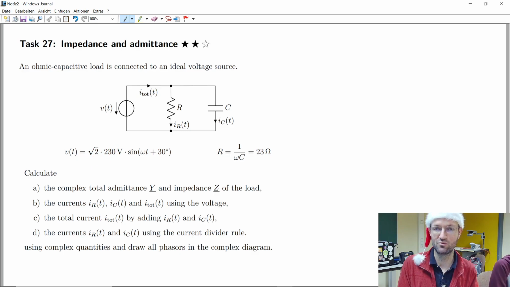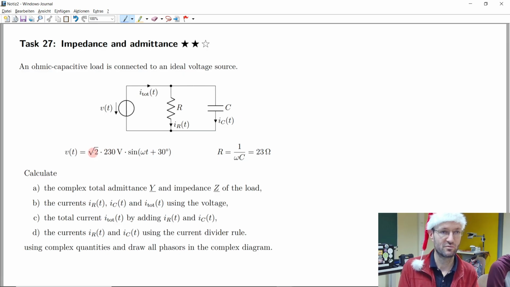So where do we usually have this RMS value? It's our mains power outlet. And so this would be the RMS value. The RMS value multiplied with square root of 2 would be the peak value, would be the amplitude. Okay, and so connected to our power outlet, we have an ohmic-capacitive load.